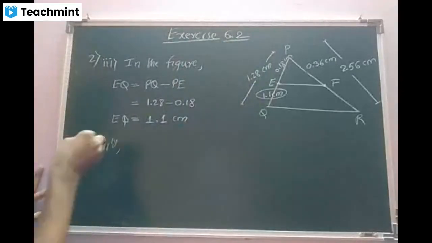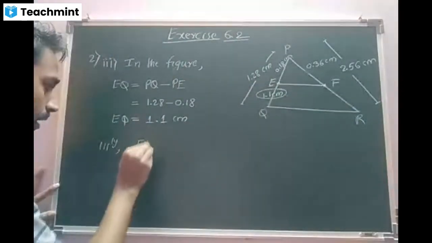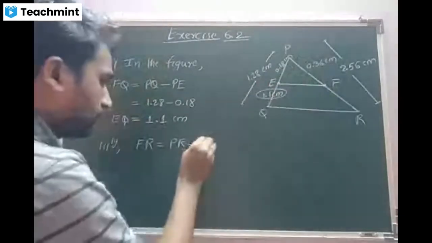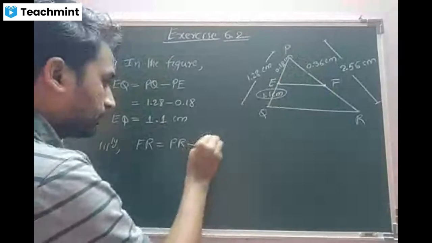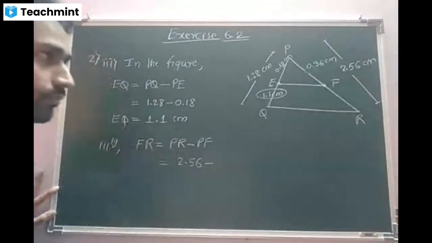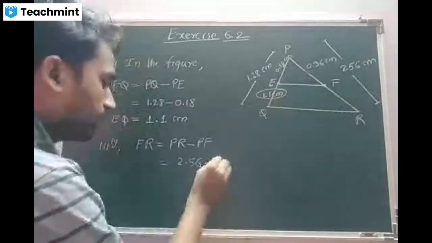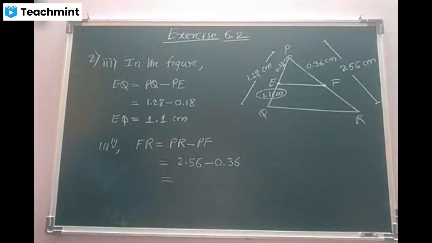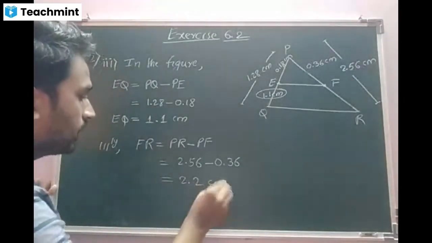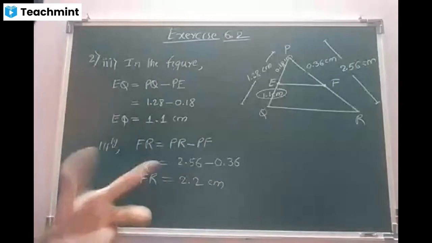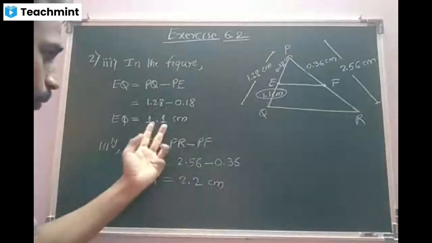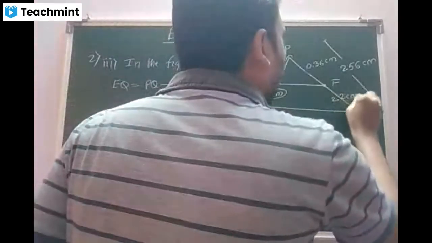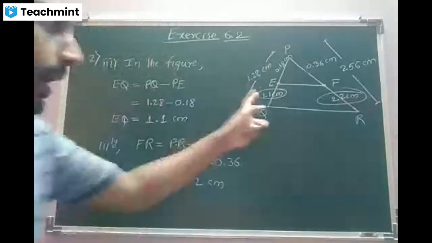Similarly, tell me what I have to write. FR is equal to PR minus PF. PR, beta, total 2.56 minus 0.36. Can you tell me the answer, beta? 2.2, sir. But see, somewhat interesting thing, 1.1 and 2.2. Am I right? Yes, sir. So we calculated these two.